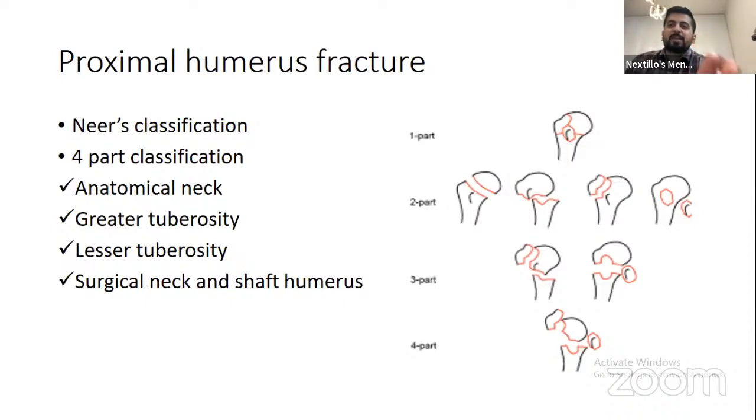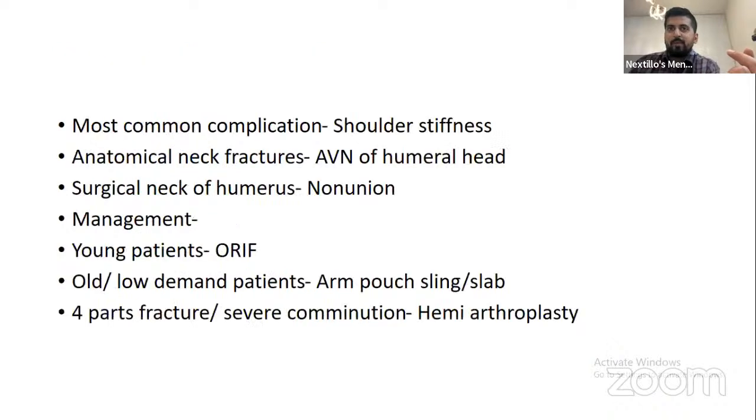Now, why is this Neer classification system important? It is important because it tells us about the prognosis and the management of the fracture. So, what are some salient points about proximal humerus fractures? The most common complication in these is shoulder stiffness. Remember, the shoulder is a joint very prone to stiffness, and prolonged immobilization definitely leads to stiffness. So shoulder stiffness is one of the most important complications.